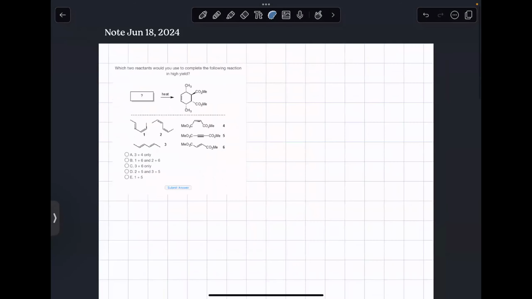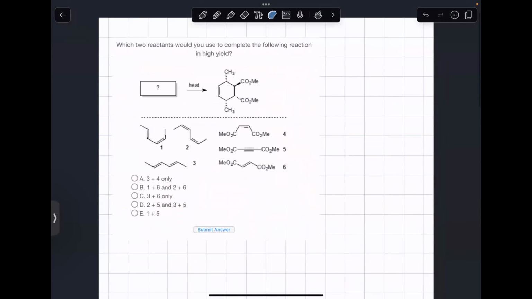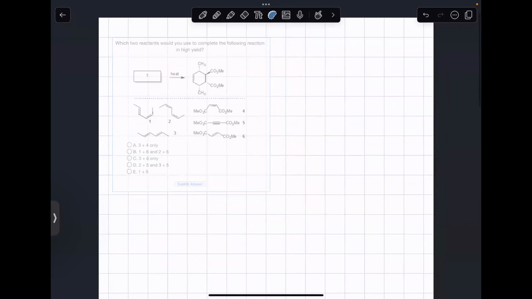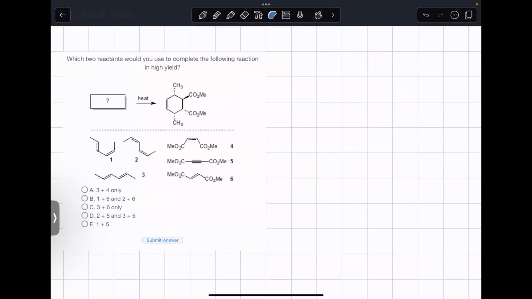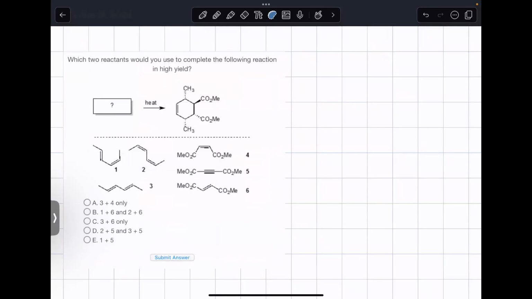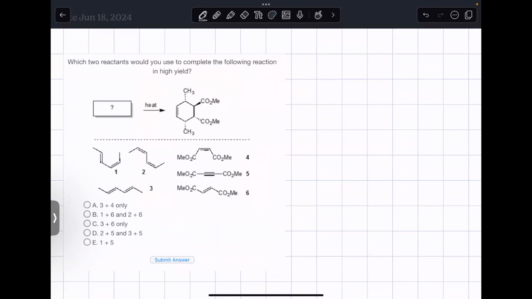The Diels-Alder reaction I heard is a big topic for the DAT. Oh, really? For organic chemistry. The DAT loves Diels-Alder questions. Which two reactants would you use to complete the following reaction in high yield?